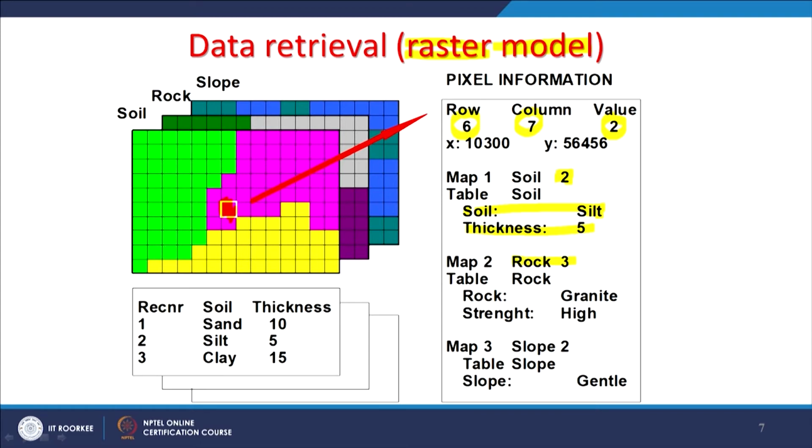Same with this rock layer, we are getting the rock information also, and similarly from the slope map we are getting the slope information. So likewise, if I just select one cell for what is at, then I get the information, and that is a very simple way of data retrieval.